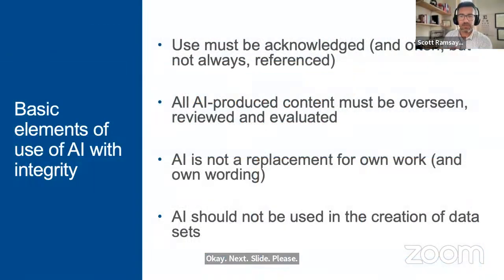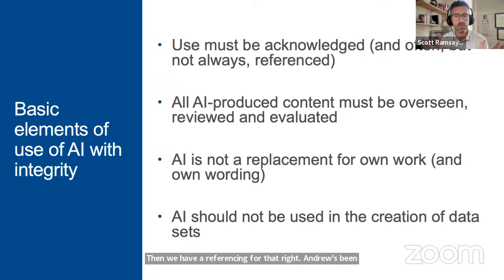So using artificial intelligence tools with integrity, i.e. avoiding plagiarism. The University of Glasgow says that the use of these tools must always be acknowledged and often, but not always referenced. And the reason for that distinction is because if you're using a tool to find information, then we have a referencing convention for that, right? Andrew's been talking about that for the first half of this session. But what do you do if you have used an artificial intelligence tool to take some numbers that were presented in a table and turn them into a paragraph, or the other way around?